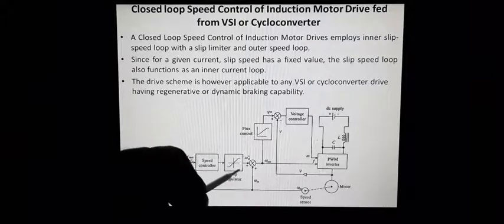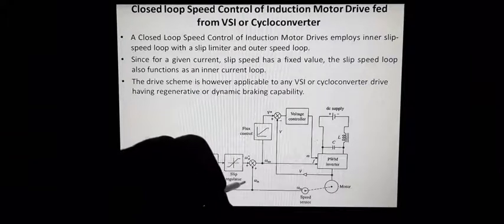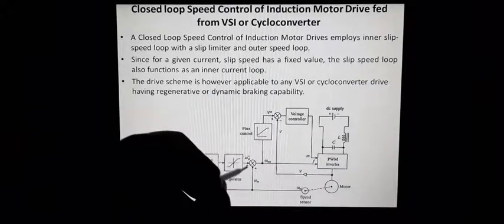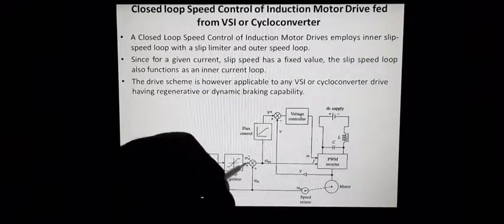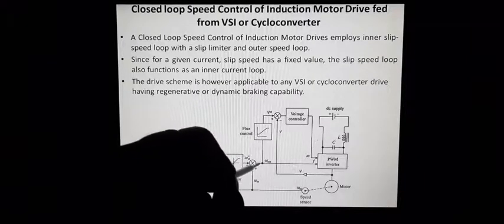Slip speed is generally indicated as ns minus n. So you will be getting that particular value of ns minus n here. Along with that, you will be adding the actual speed. So definitely ns minus n plus n. See here, the summer we are using, both are addition operations. So ns minus n will be the output which you will be getting from these two blocks here. So this ns minus n, if you are adding it with n, then definitely the output will be ns, that is a synchronous speed.